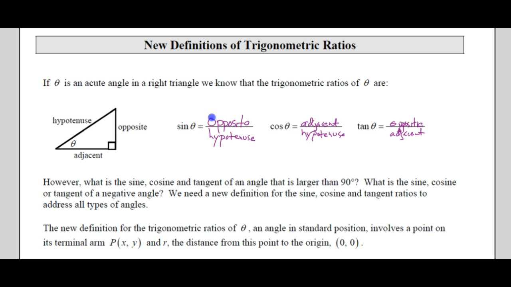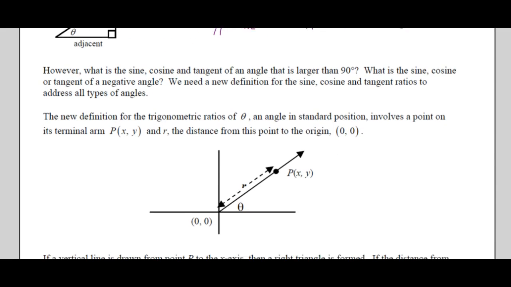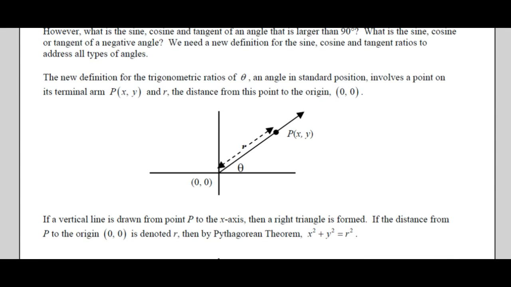However, what's the sine, cosine, and tangent of an angle that's larger than 90 degrees? What's the sine, cosine, and tangent of a negative angle? We need a new definition for sine, cosine, and tangent ratios to address all types of angles. The new definition for the trig ratio of theta, an angle in standard position, involves a point on its terminal arm, the point P, which we'll just give coordinates x, y. So there's a point P on the terminal arm, which has a coordinate x, y, and then we have r, which is the distance from this point to the origin.